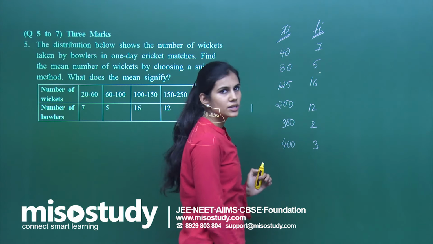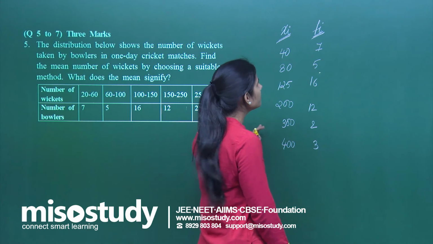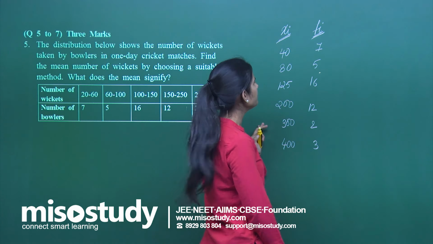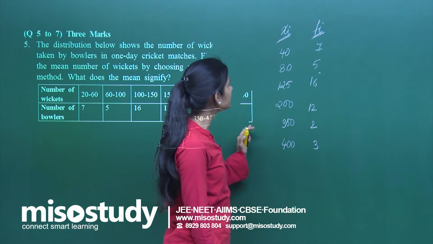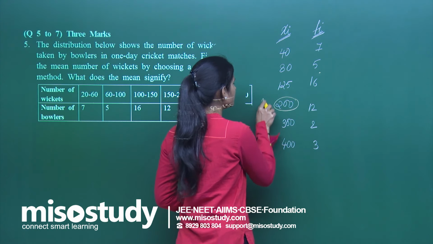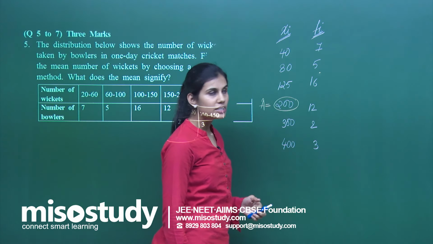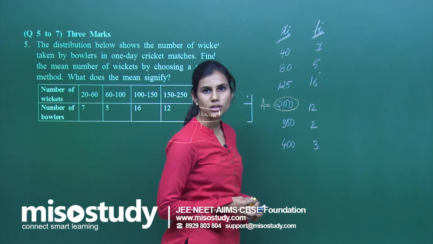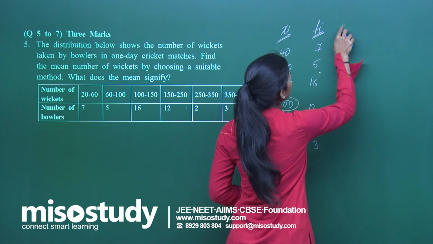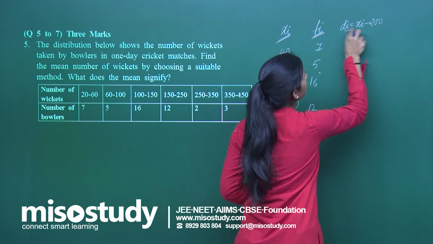Clearly you can see the values are large, so I cannot go by summation fi xi upon summation fi. So what I will be doing? First of all, I will be searching for some assumed mean. I take 200 as my assumed mean. That value of xi, from which if I evaluate deviations of any xi, it comes out to be small numbers. So I evaluate di as xi minus a, that is xi minus 200.